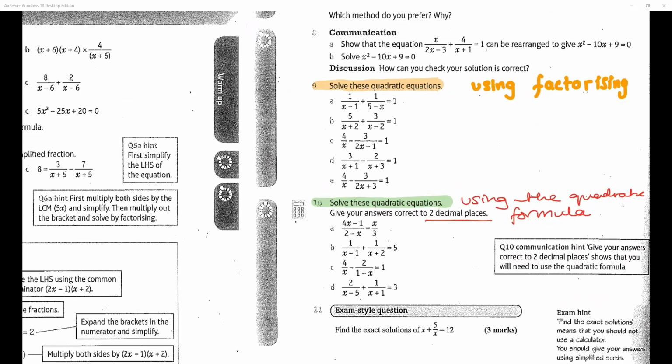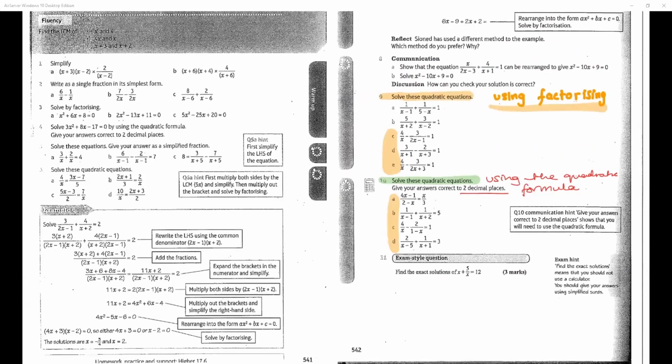I think we've done the first. Did we do the first 2 questions? So I think we need to do these three here, the ones where you're actually using factorization. And for question number 10, let's do all of them. Are there any more? Okay, so that will give us some practice on that.